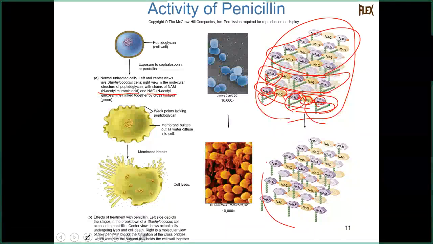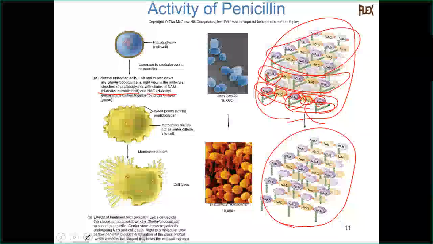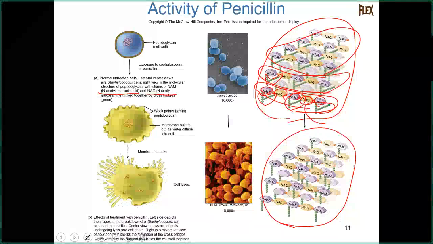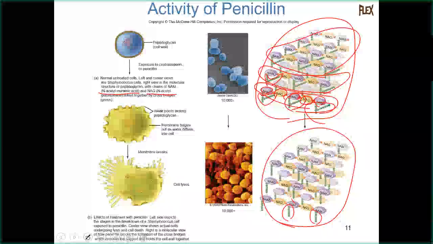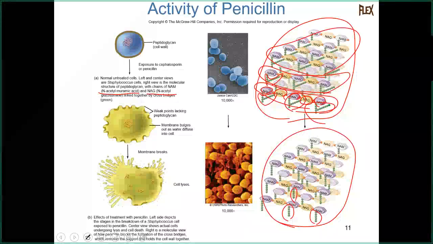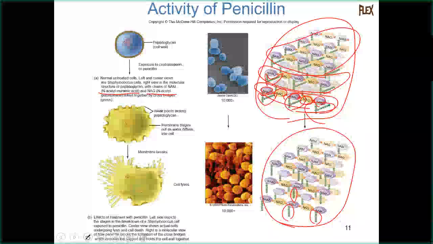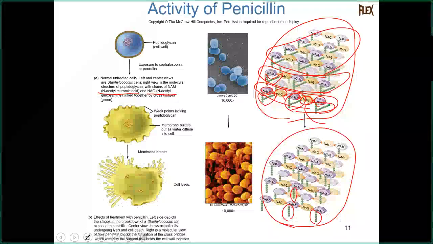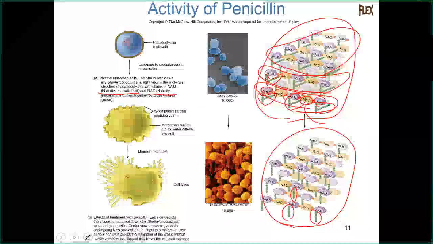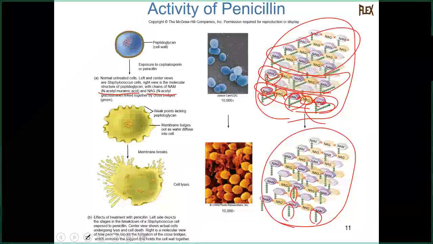You notice this is a compromised cell wall. It's got the NAMs and the NAGs, but look at these chains of amino acids. They're incomplete. And so those layers upon layers of NAMs and NAGs are going to basically just be shed. They're going to be jettisoned. They're going to fall away. And that cell is going to be really flimsy and weak.